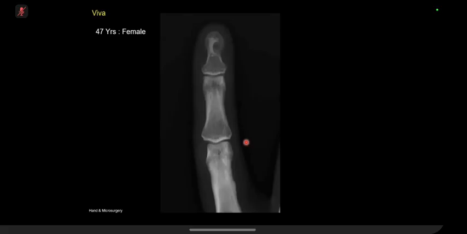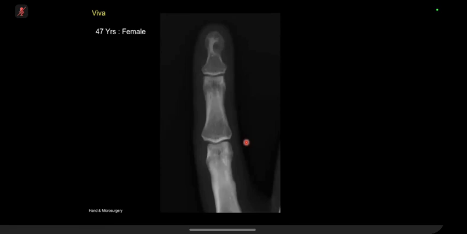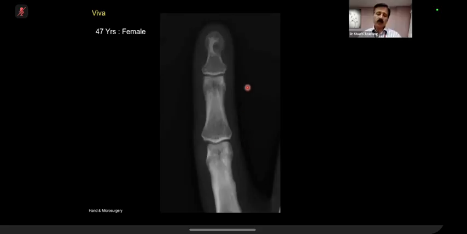Other differential could be, I mean, it's highly unlikely to be enchondroma. There's no expansile lesion here. So out of glomus tumor and implantation epidermoid, what is it? Glomus tumor is my choice. Why? It's showing a bit of scalloping, and there's sclerosis around the lesion. Okay, well done. Okay, we stop here.